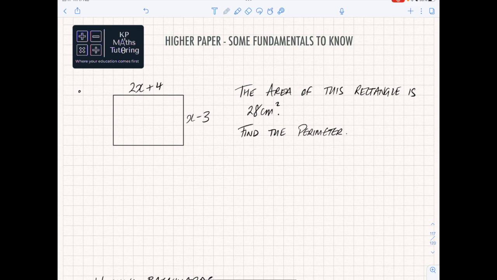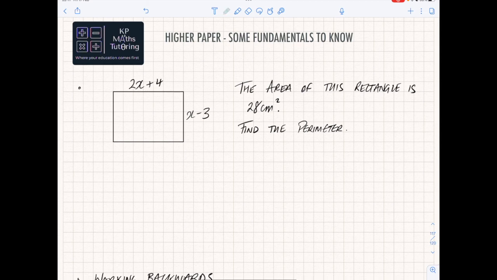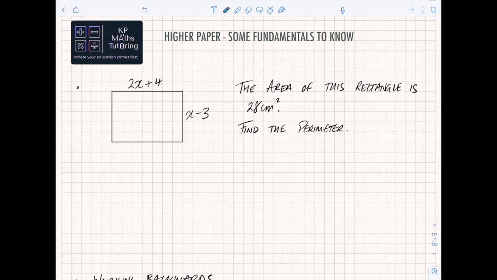So looking at this then, what we can see is some of this information that we've just done in context. You can see why quadratics are so important and why you need to know how to do them. So let's just read this question. It says the area of the rectangle is 28 centimeters squared. Find the perimeter.